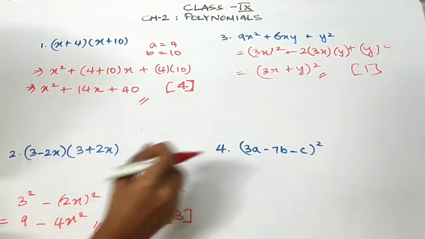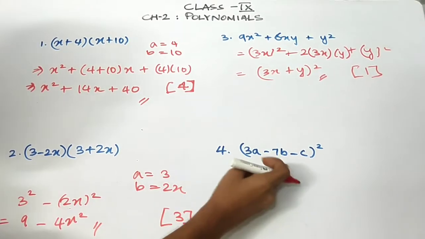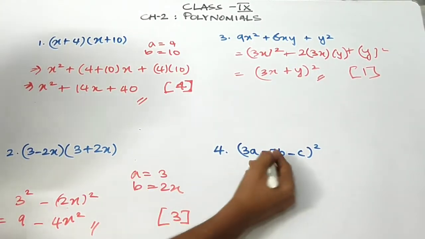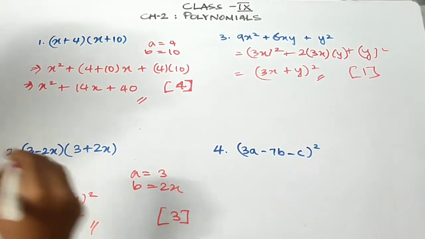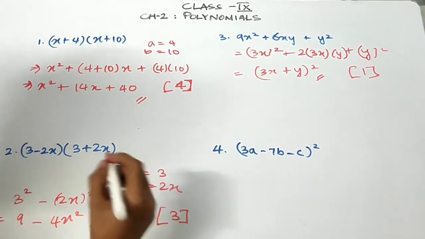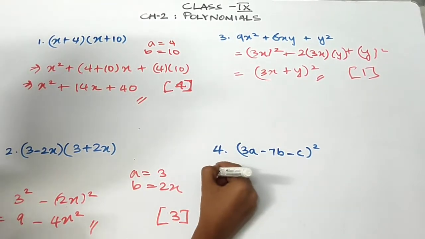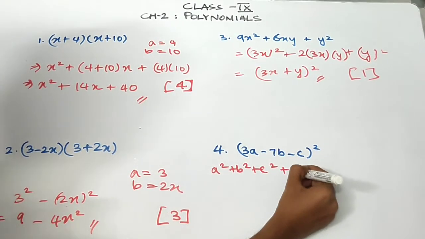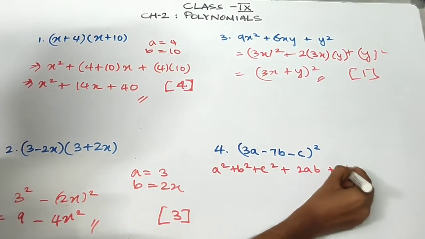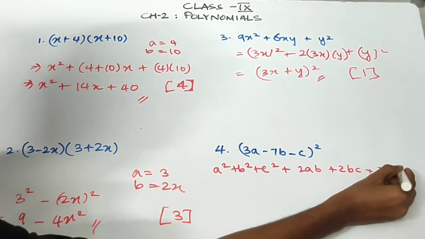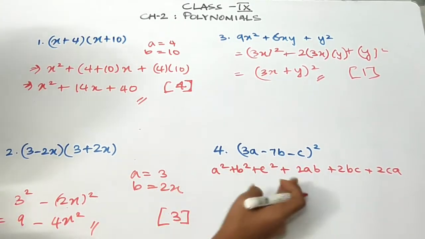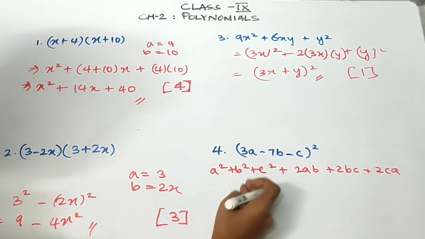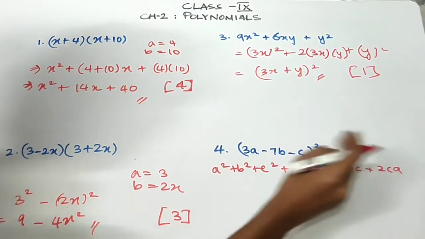As you can see over here, it is pretty simple to recognize. A plus b plus c the whole square. But we have a minus sign over here. Now, what to do? Well, if you already know the formula of a plus b plus c the whole square, it is a square plus b square plus c square plus 2ab plus 2bc plus 2ca. It is easy to memorize if you say it 2 or 3 times. 2ab, 2bc, 2ca. A square plus b square plus c square plus 2ab plus 2bc plus 2ca.